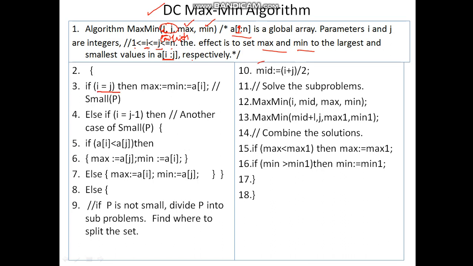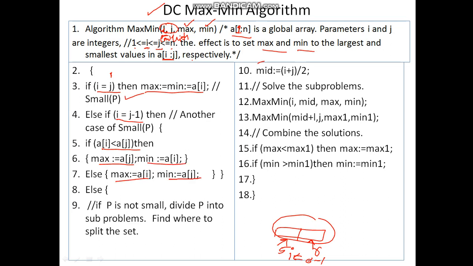Now if I is equal to j, it means that the problem size is 1 and max is equal to min is equal to a of I. That is a small p. Another small p case is if I is equal to j minus 1. Let us say I have two values in my array, and this is index number 5 and this is index number 6. Over here I find I is equal to 6 minus 1, that is j minus 1. So this is another case of small p, wherein there are two elements. In that case, if a of I is less than a of j, then maximum is equal to a of j and minimum is equal to a of I. Otherwise maximum is equal to a of I and minimum is equal to a of j.